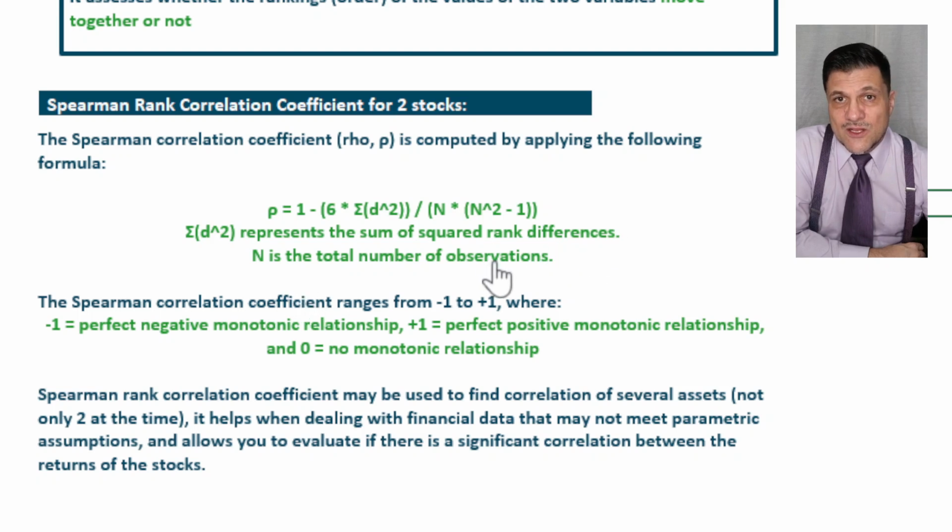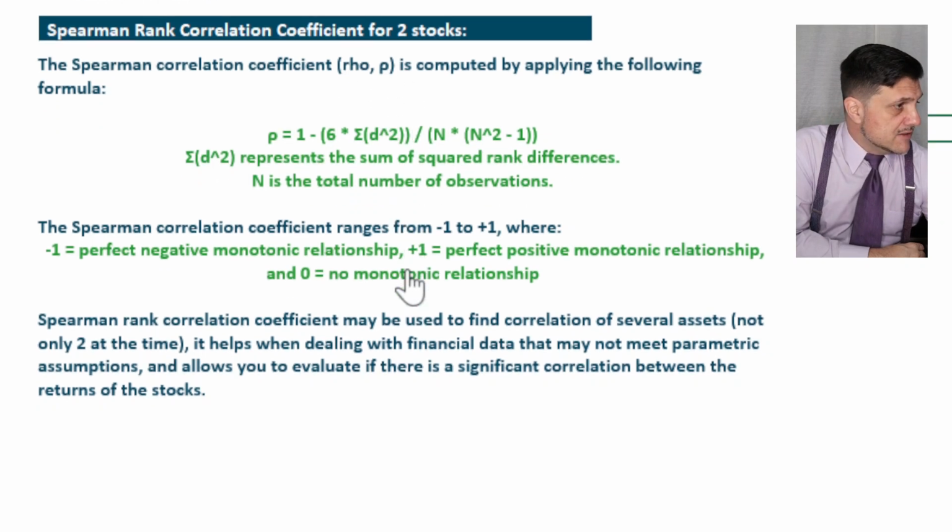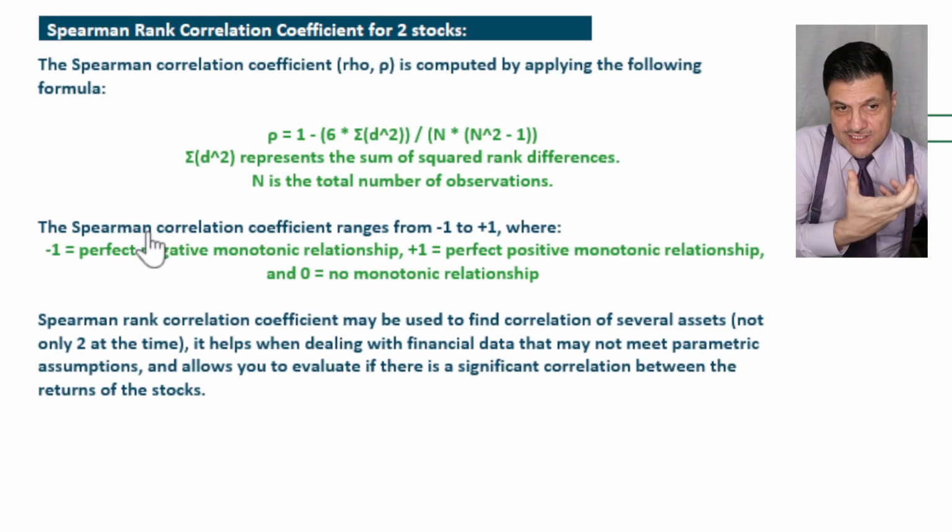So really, if this was an exam question, they probably would give you the d squared and n, and you probably have to remember that you have to multiply by 6, divide by n times n squared minus 1, and then take 1 minus that number. Anyway, I'm going to show you an example, just giving you some more clues about it.